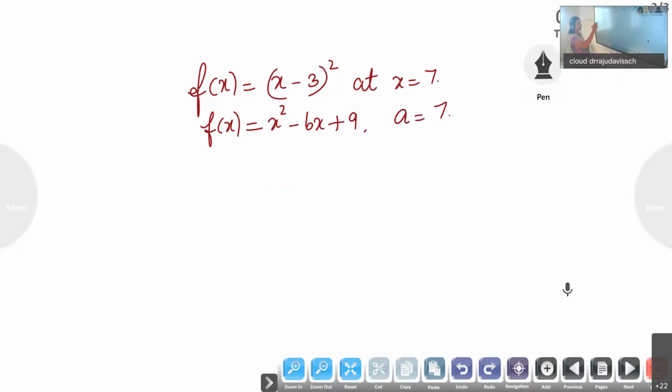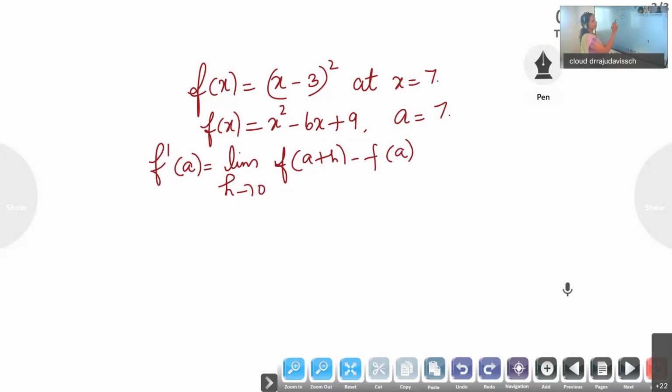Okay. Now write the formula. What's the formula to find f dash of a? f dash of a is equal to limit h tending to 0, f of a plus h minus f of a by h. Those who know, you can proceed. Those who were not there in the previous period, listen to it. Others, you can proceed.